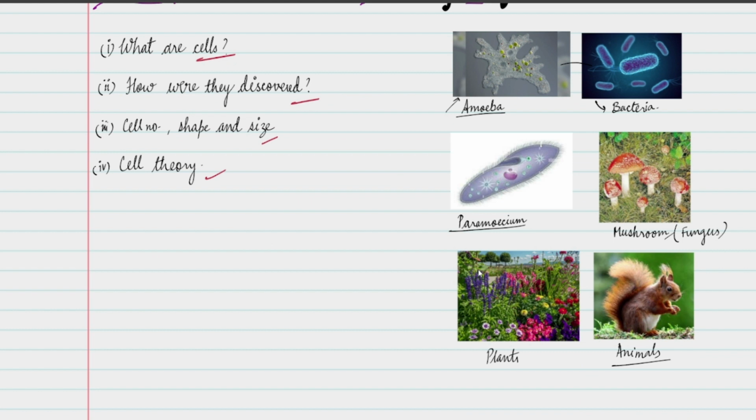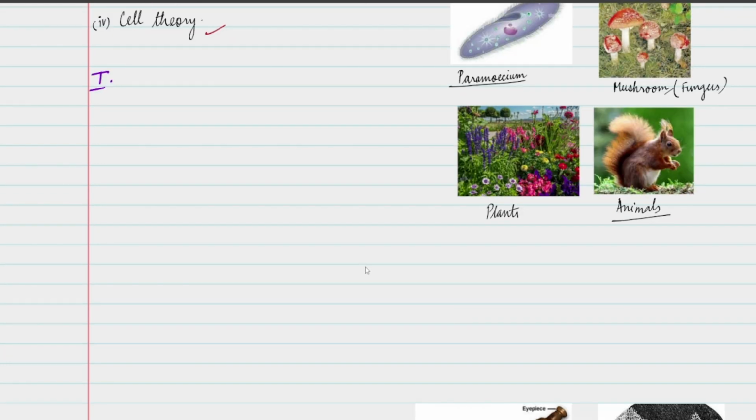So what we understand is that all organisms are made up of cells. But what are cells? Let's understand it. Introducing cells.